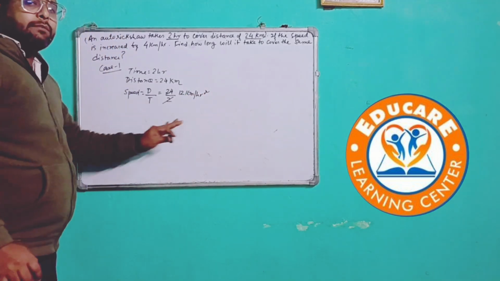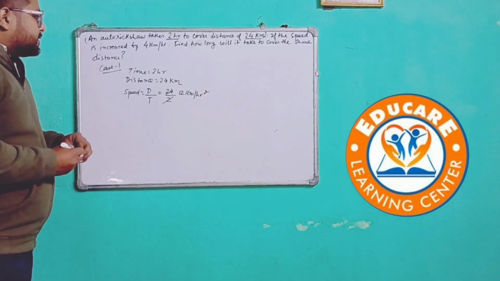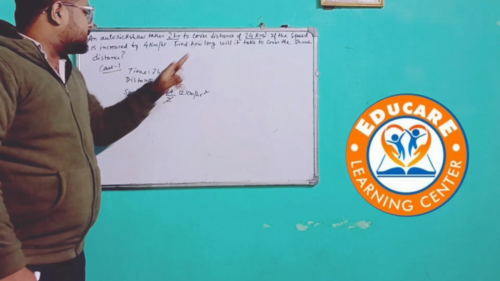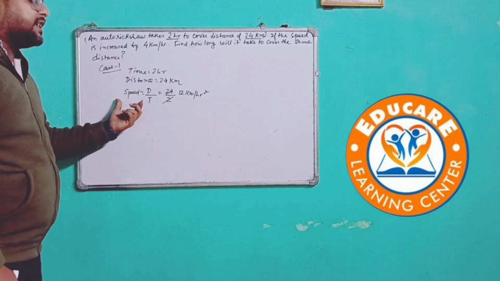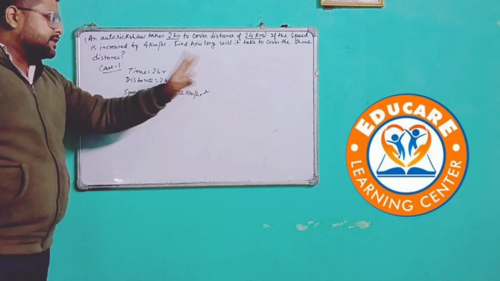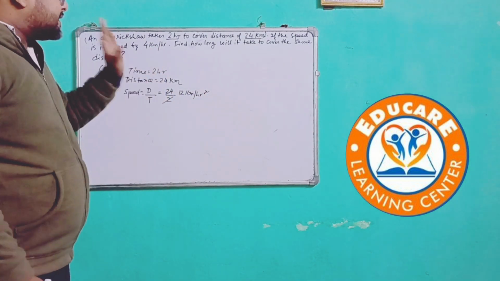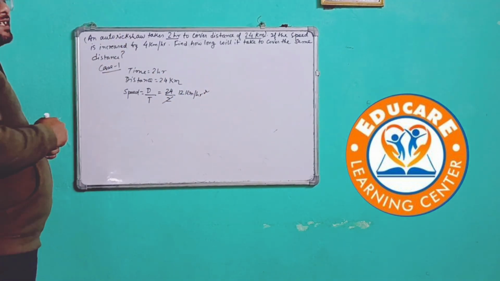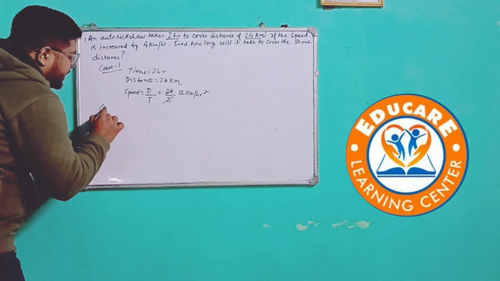I think this part of the sum is quite clear to everyone. Time was mentioned 2 hours and distance was mentioned 24 kilometers. So in order to find speed, the formula says distance by time. So 24 by 2 is 12 kilometers per hour. Now let's see what is said in case 2. Now let's move on to case 2.